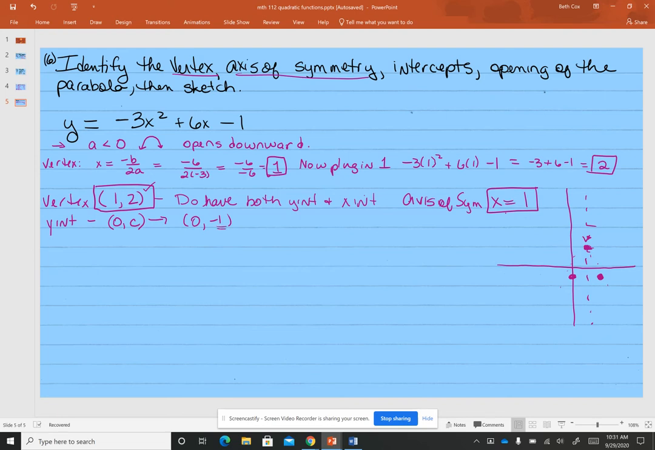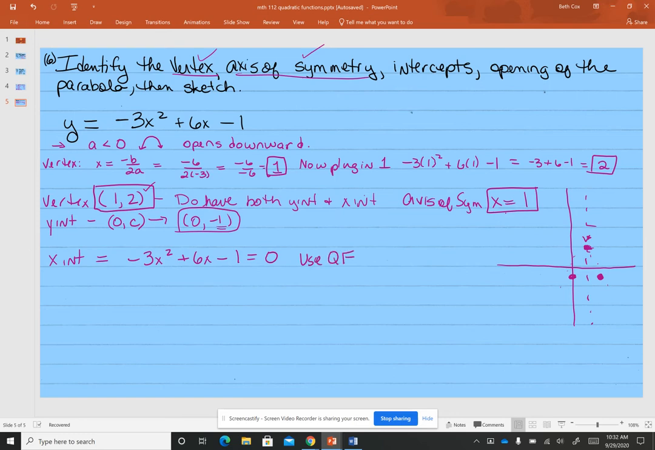Okay, so I've got the vertex done, the axis of symmetry done. I've got the y-intercept done, but now I've got to do the x-intercept. All right, this is where this one gets tough. Okay, the x-intercepts, remember, are found by setting the equation equal to 0. And so for this one, I'm going to have to use the quadratic formula.